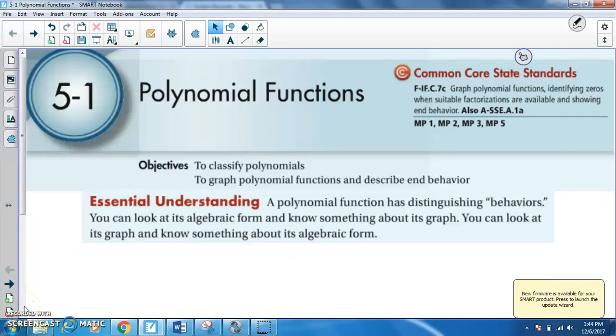Hey guys, today we are going to do 5-1 polynomial functions. Our objectives are to classify polynomials and to graph polynomial functions and describe end behavior.